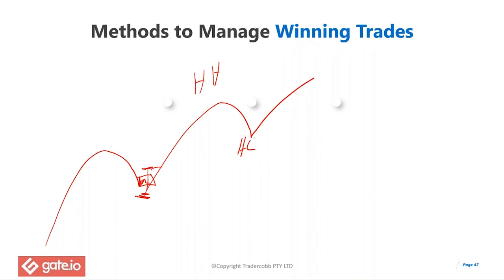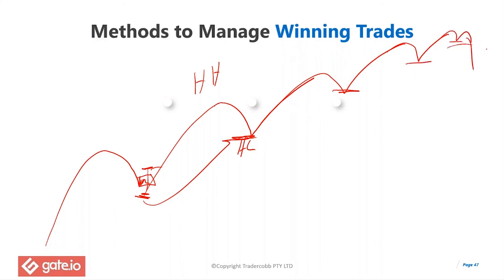So as I've got a higher low, my stop loss now comes up to here and I lock in all that profit. Same again. Keep following it until you get taken out. Where should you be taken out? You should be taken out on that reversal of trend.